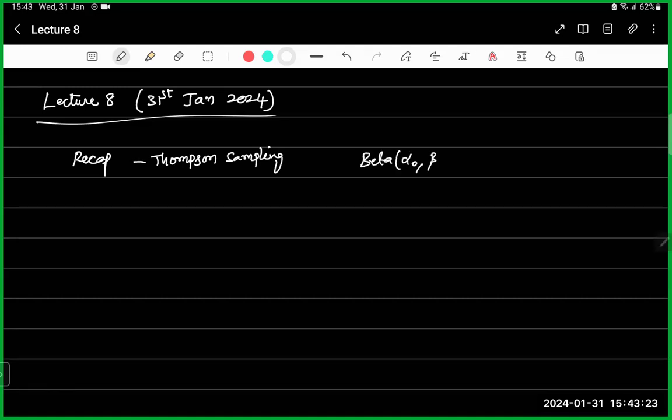So we started with this kind of a prior for each arm. If you don't know anything, you can take alpha naught equal to beta naught equal to 1. If you know something, you can take some other alpha and beta. So we have some distribution for each arm. What did we do? We just sampled some theta hat from each of the arms. Whichever arm had the highest theta hat, sampled from the corresponding beta distribution, we played that arm.